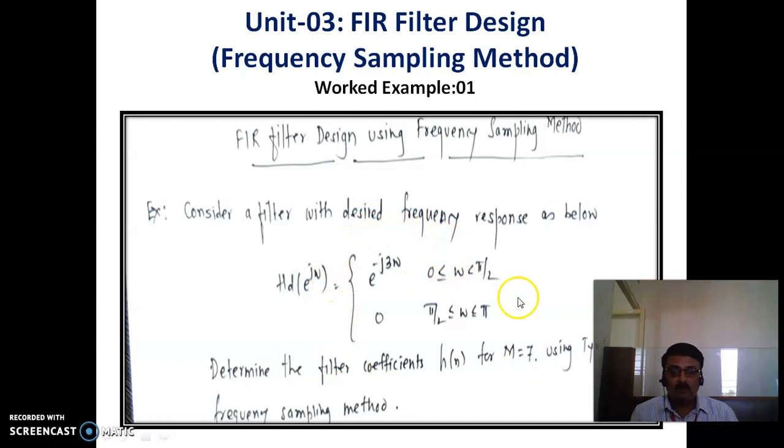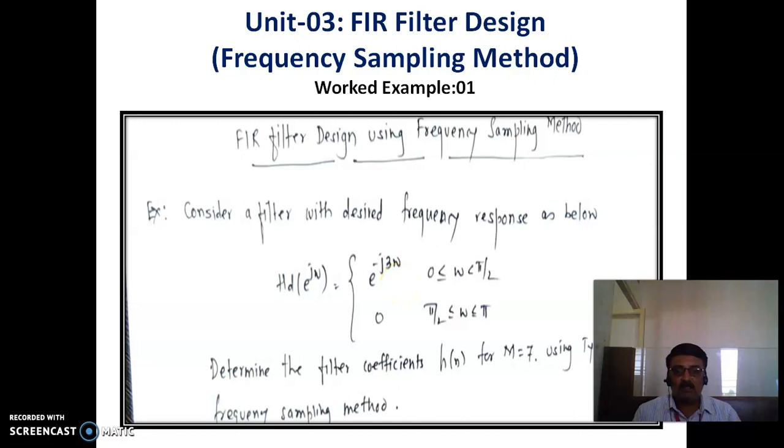So from this example, a few points are to be observed before proceeding. The first point is whether Hd of e power j omega is directly given, or it is given with the alpha value. You know the formula for alpha: alpha is N minus 1 divided by 2. N or M, both are representations for the length of the samples. Don't worry about the representations. The idea is whether the number of samples is given or not. Here it is represented as M, so don't confuse yourself.